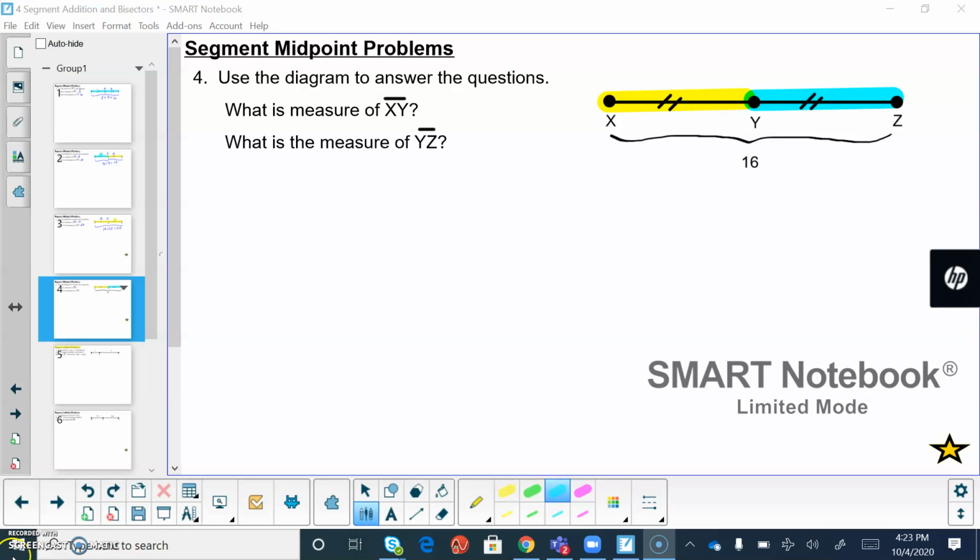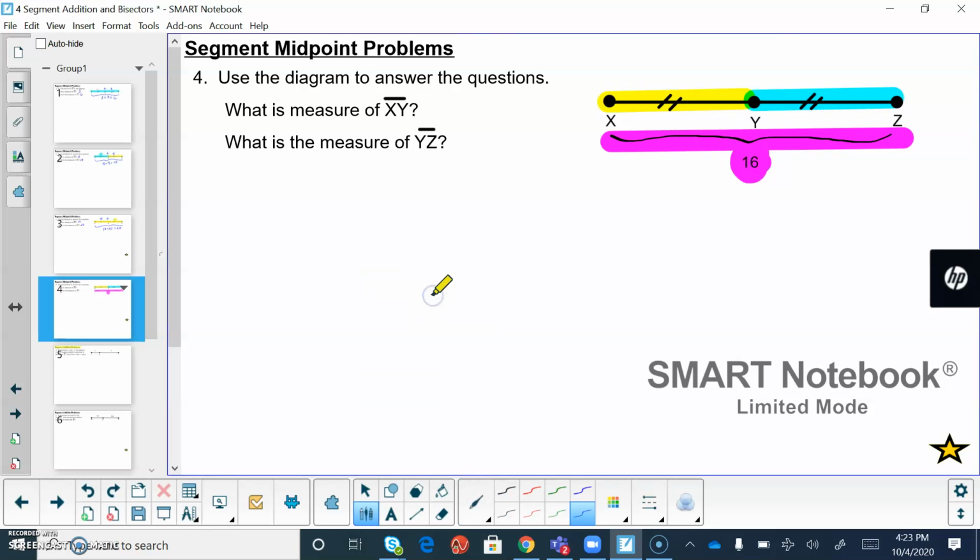Now that you've had a little bit of time to try and figure it out, let's check your answers and see how you did. Since both line segment XY and YZ, the two smaller pieces, have the matching tick marks, we know that they are congruent, and we know that Y is in the exact middle. We also know that the entire length of the line segment from X to Z is a 16. So what I need to figure out is what can I add together to equal a 16? And remember, these two pieces need to be the exact same number since they're congruent.